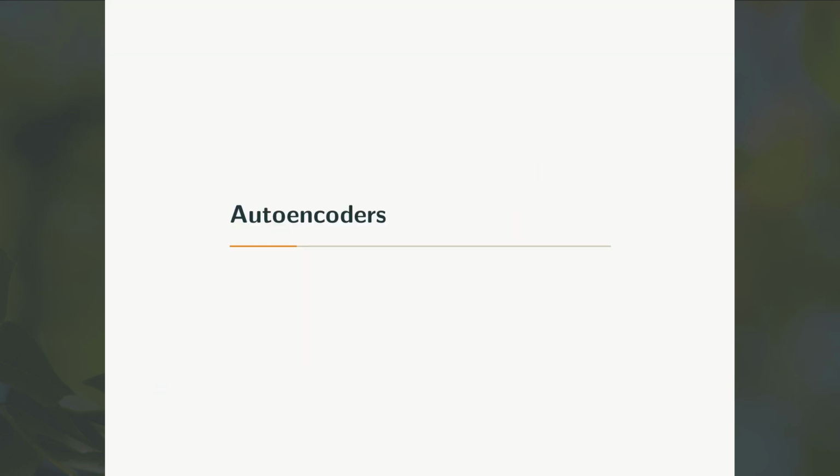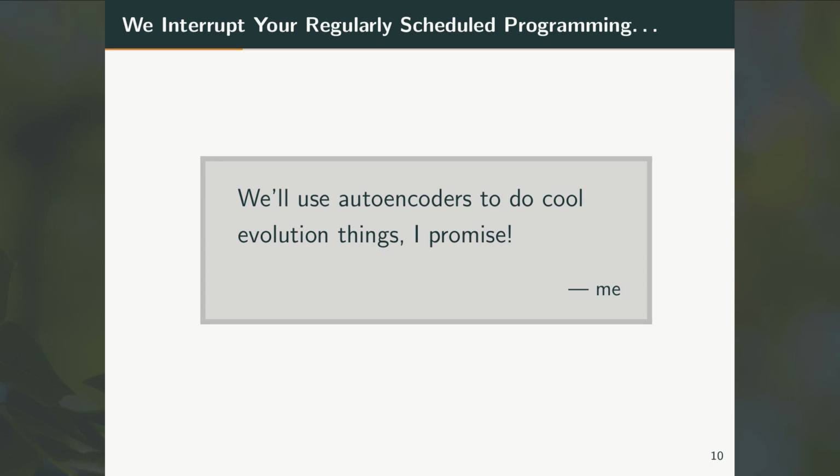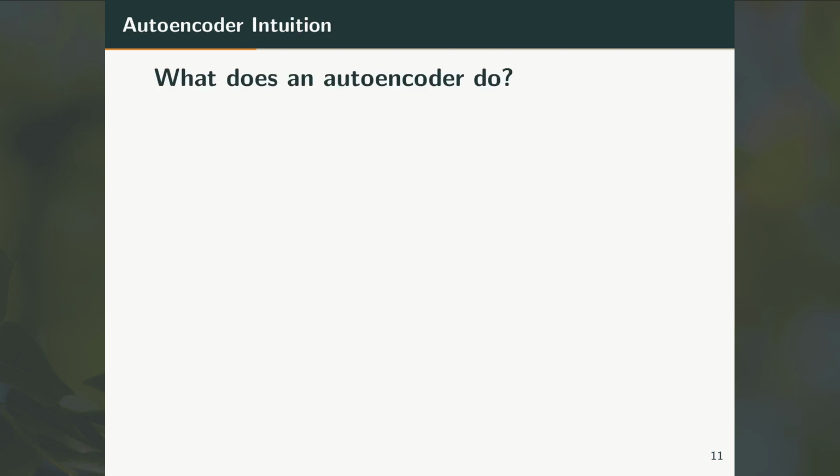So what's the third option? Before we get to the third option, we need to go to autoencoder bootcamp. And you're probably thinking, hey, autoencoders, I signed up to watch a YouTube video about cool evolution stuff, not lame random things like autoencoders. Well, you're not the only one who thinks that, but we'll use autoencoders to do cool evolution things. So stick with it, and we'll get there, I promise.